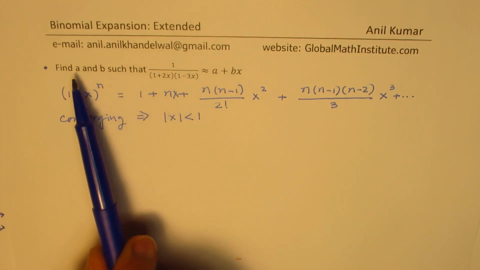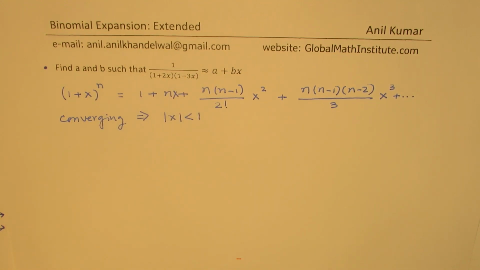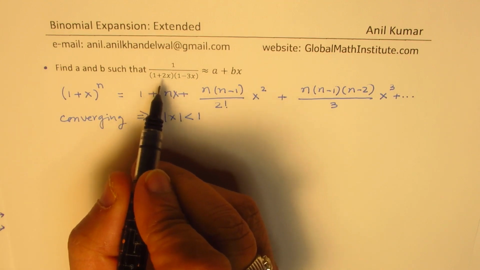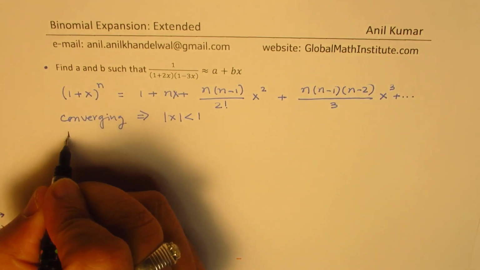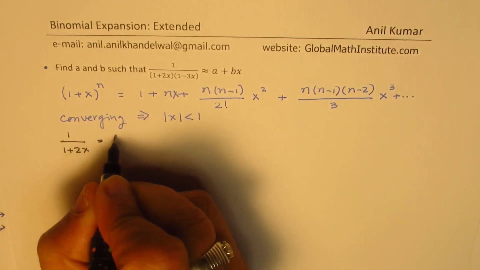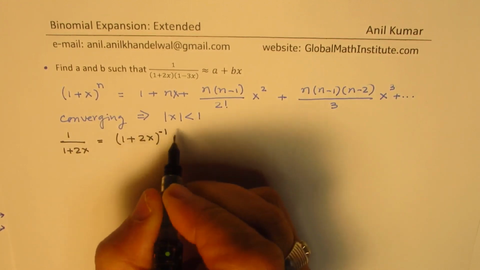And the idea is to find the coefficients a and b. So we have two factors here. One is 1 plus 2x. So we can write 1 over 1 plus 2x as (1 plus 2x) to the power of minus 1, correct?